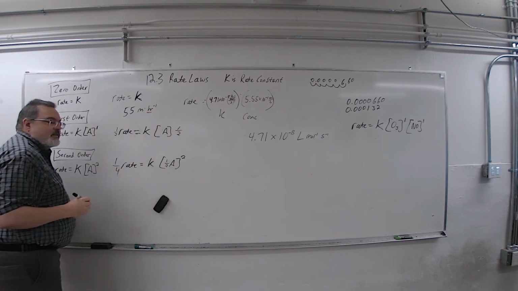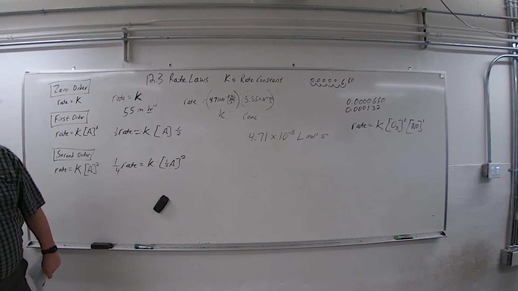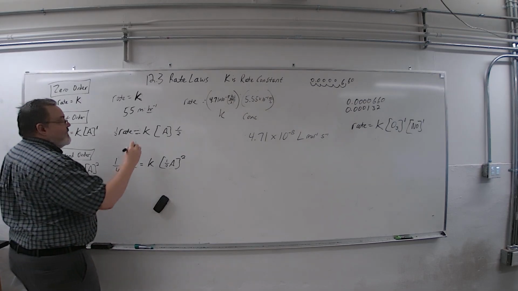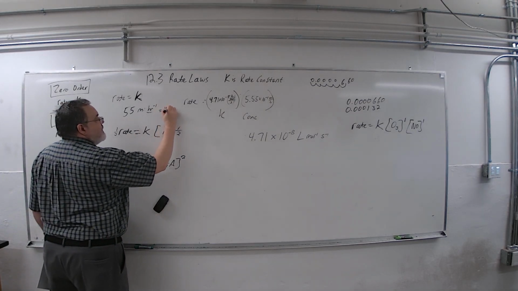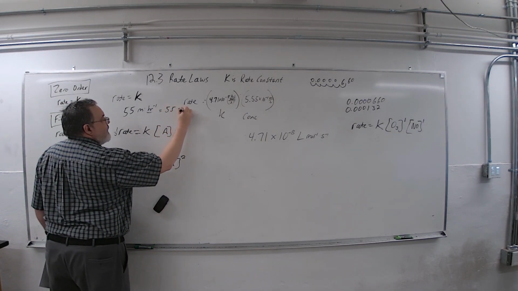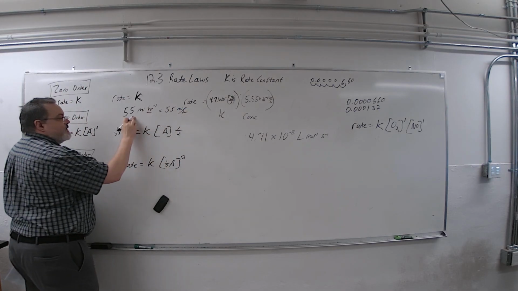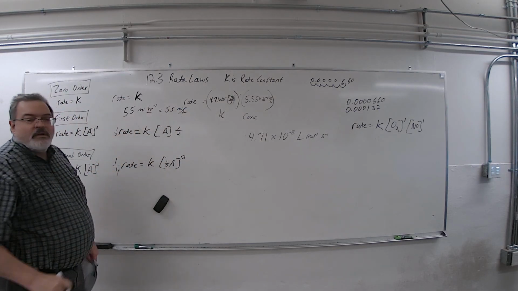You sometimes see these written like this, and I notice they do that a lot on the ACS test. I don't tend to do that, but I probably should so y'all see it. But that literally means 55 miles per hour. The -1 puts it on the bottom.